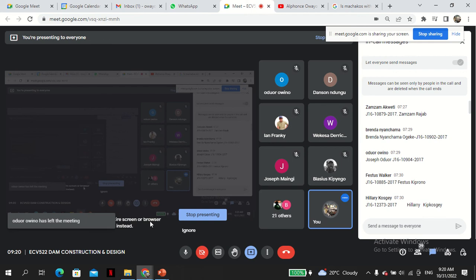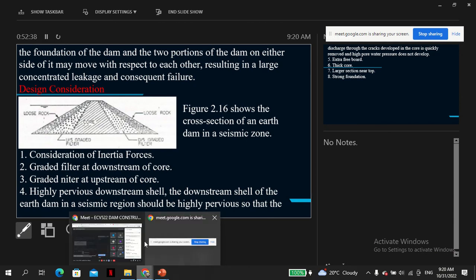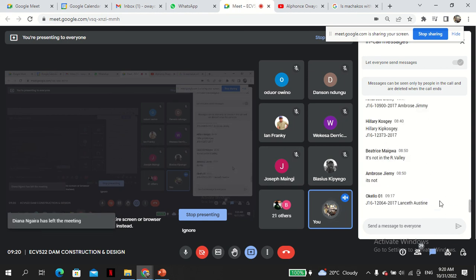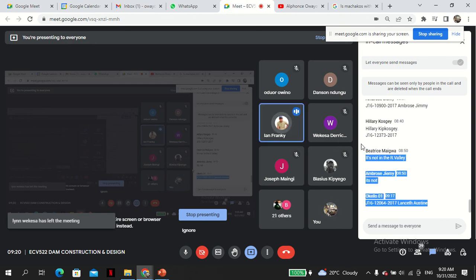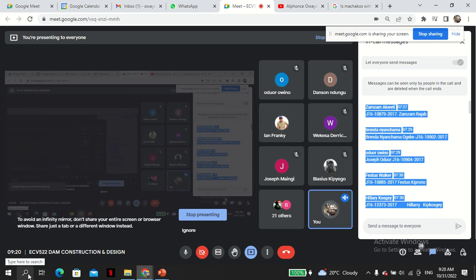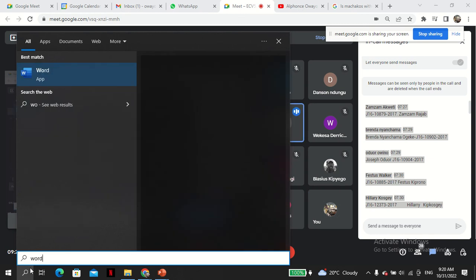Anyone? Why do you think that there should be pervious material downstream, especially for an earthquake active zone? Anyone? The class is almost ending. Please, I hope everyone has recorded their attendance. So let me take this. Yeah, I don't have any idea, but I just want to be part of the active class. Yes, Ian. Okay, say what you think. I think just to prevent the earthquake, the shock waves.